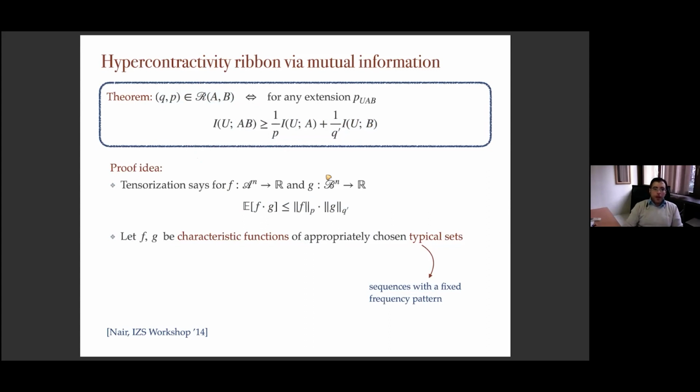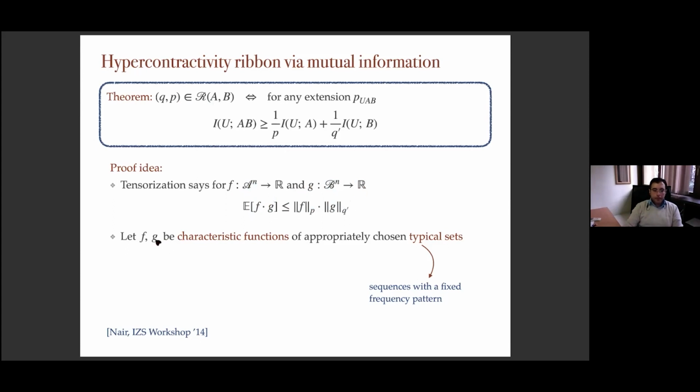By the tensorization property, if (p, q) belongs to the hypercontractivity ribbon, it belongs to the hypercontractivity ribbon of A^n, B^n, the n-fold version. This means that if I have a function of A^n, so the input of this function would be like little a1, little a2 to little an, and a function of B^n, then I have this inequality. That's a result of the assumption and the tensorization property.